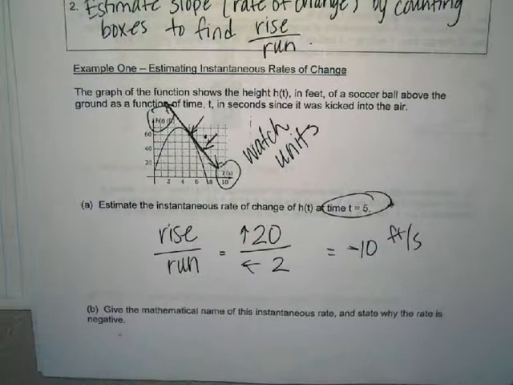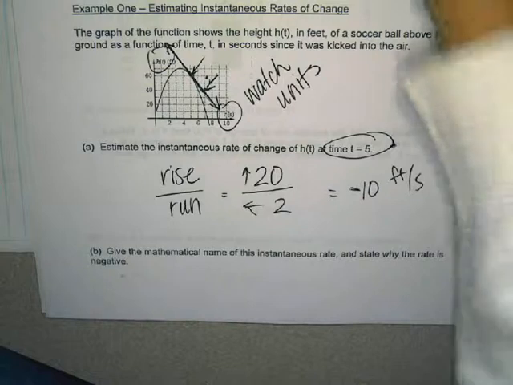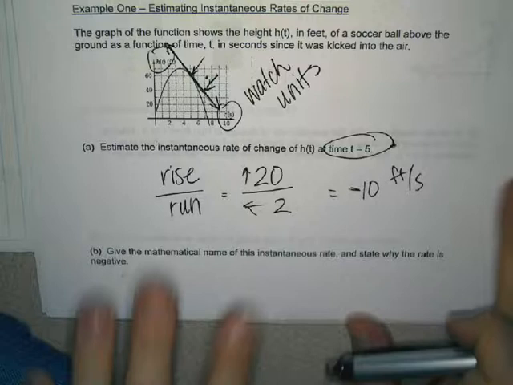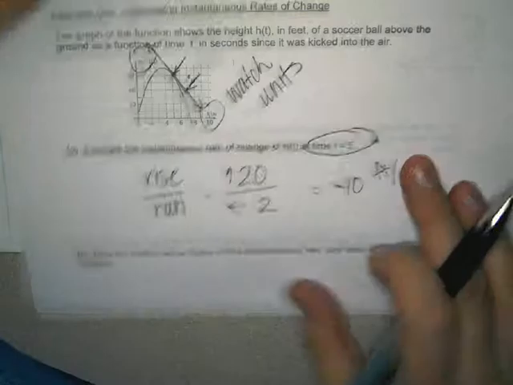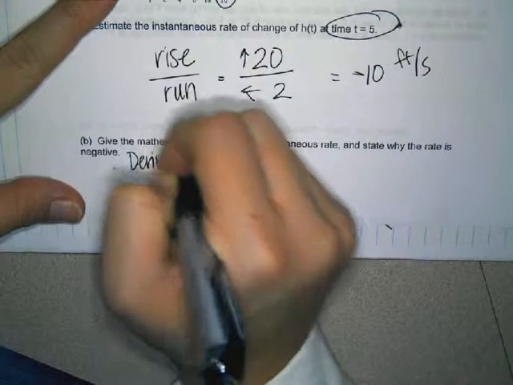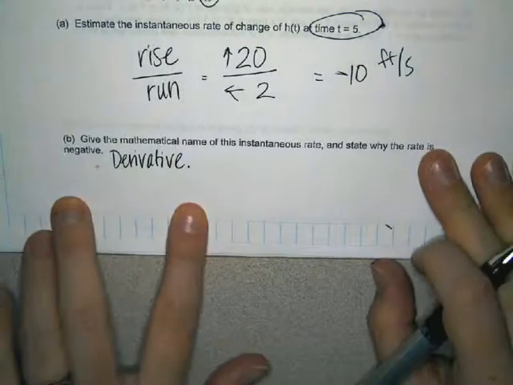So when I ask you to state why the rate is negative, sometimes you have to talk a little bit about the problem, if it's talking about an actual situation, which a lot of these will be. You have to actually state what's happening with the object or the situation at hand. You can't just say the function is decreasing or increasing. You have to tell me what's actually going on in real life. Okay. Any questions on that one?